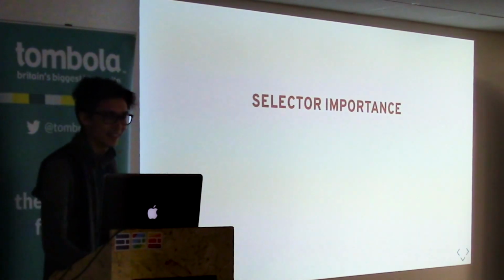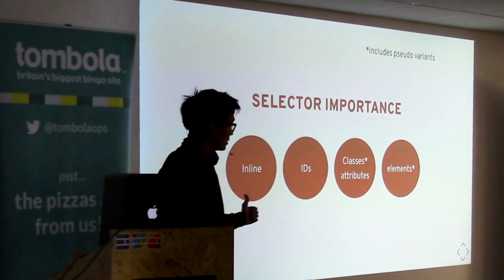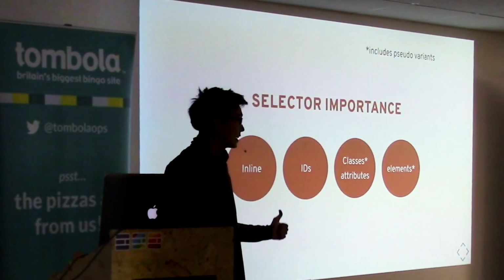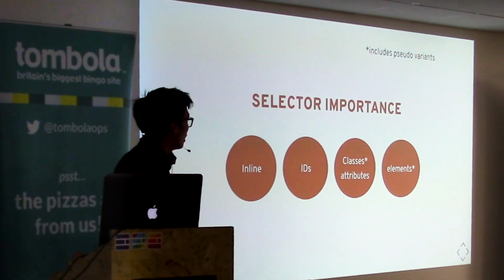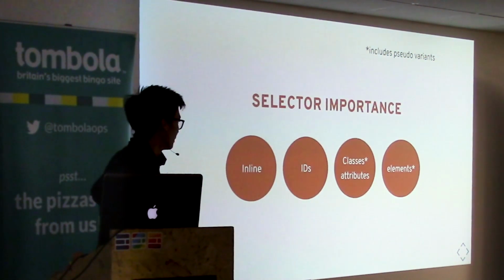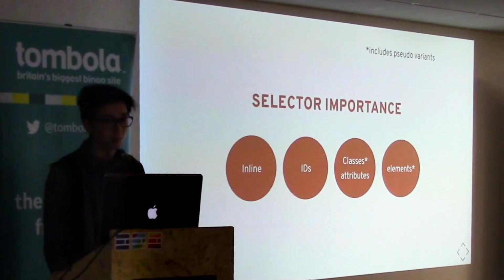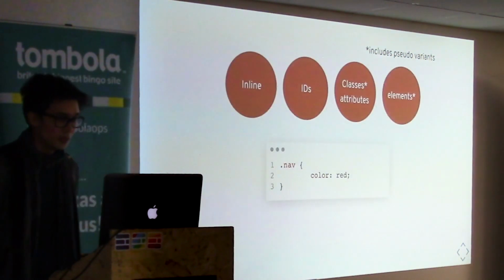So, selector importance. In order, we have inline styles are the most important. IDs, second most important. Classes, along with the pseudo variants, or pseudo classes, and attributes are the third most important. And then we have elements, along with the pseudo elements, are the least important.